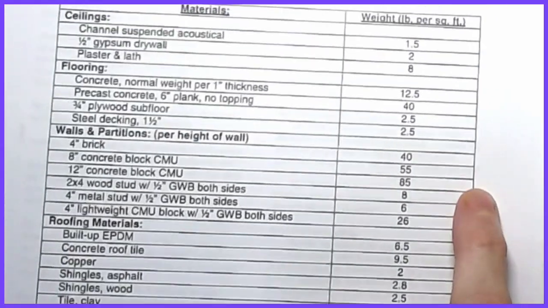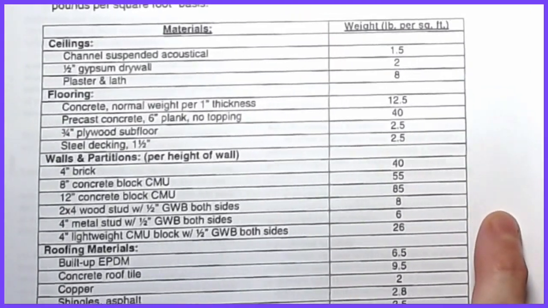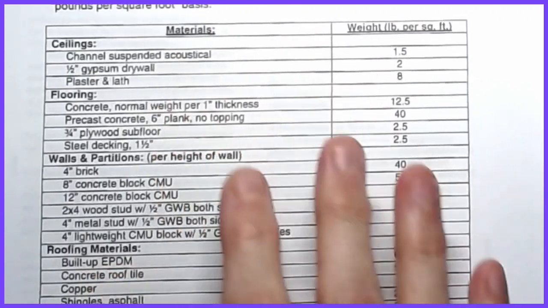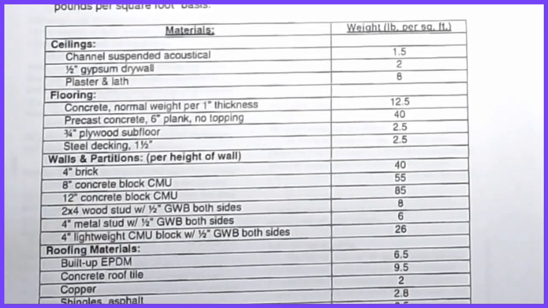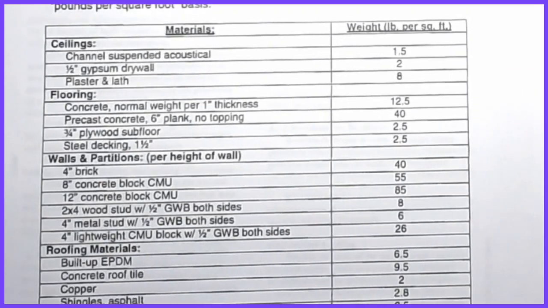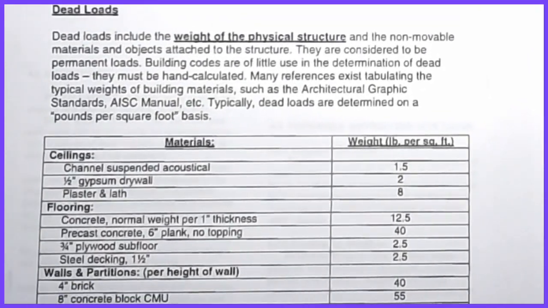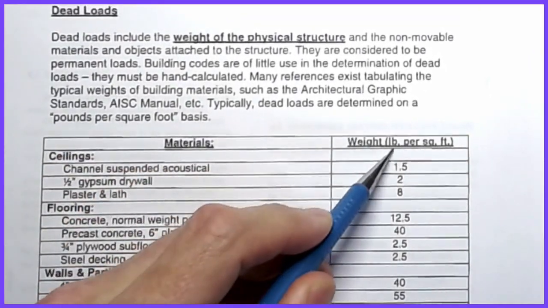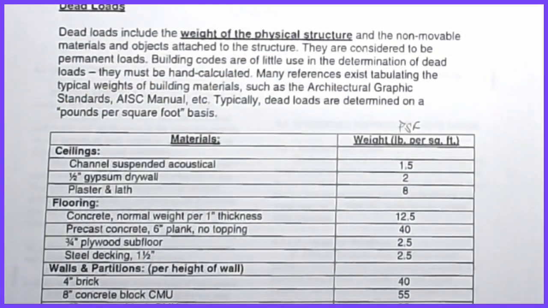One of the other pages in your packet is a listing of common materials, and these come from different sources. The IBC has a table, the ASCE code has a table, and I've got another summary table I always fall back on to give me some more information. The one thing to notice in whatever table you choose to pull out, and these are dead loads, is that you always have to look over here at the units. This is PSF. So these values are PSF, so these are area load calculations.